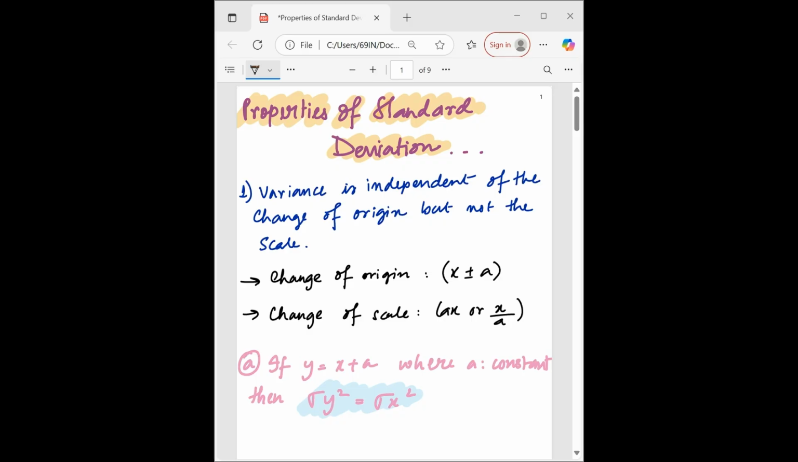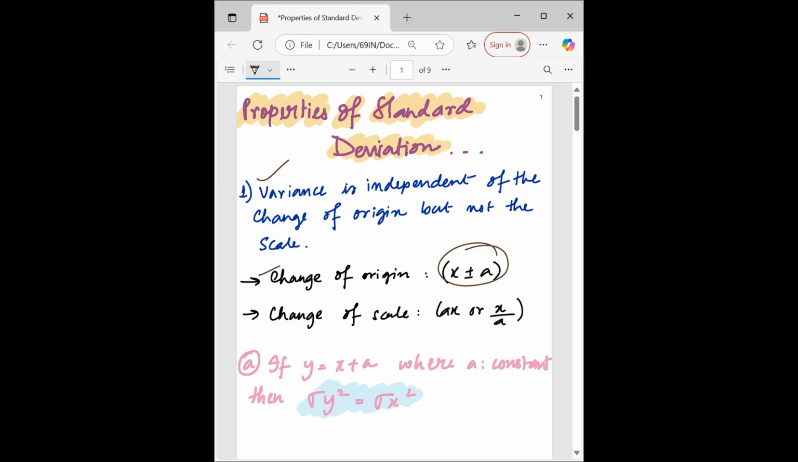Let's get started. Alright, property number one is the foundation of everything. Let's read it together. Variance is independent of the change of origin but not the scale. Okay, that sounds fancy. Let's translate it from stats geek to English. First, change of origin. This means adding or subtracting a number from every data point, like everyone in a class gets a 10-point bonus, which we represent as x plus or minus a.